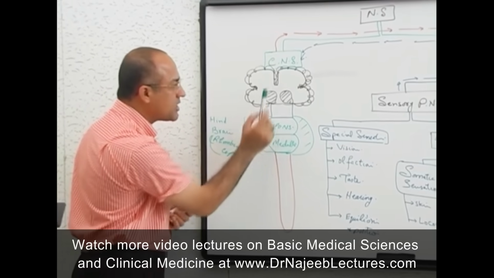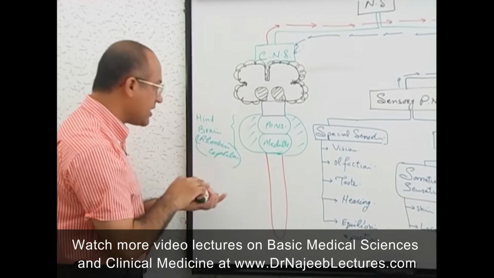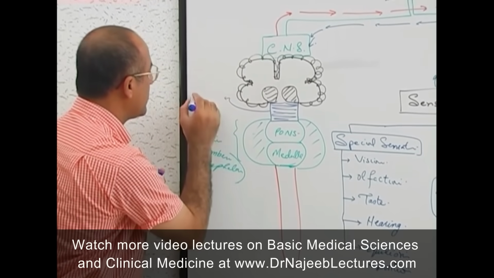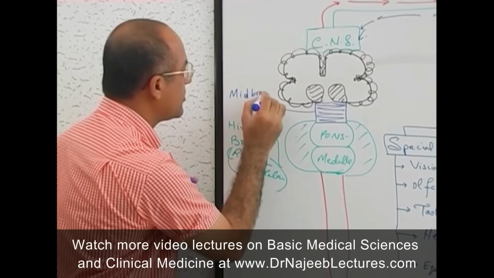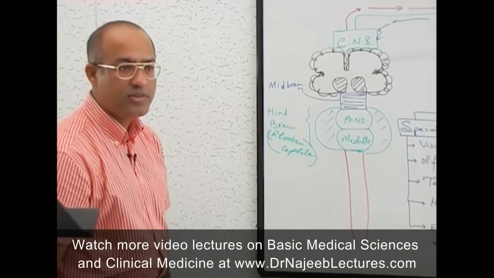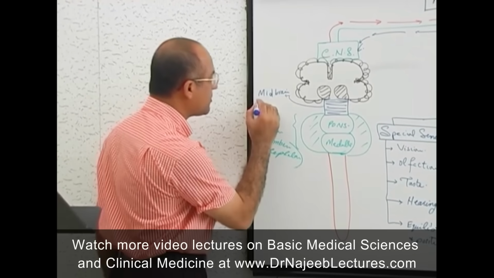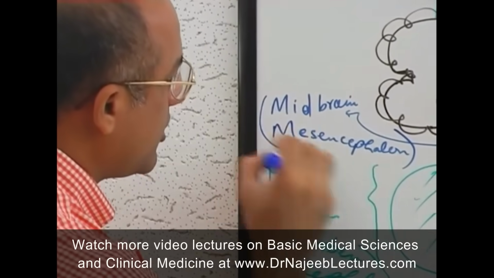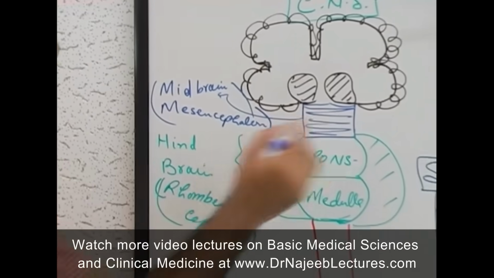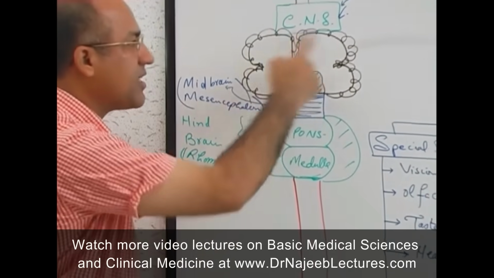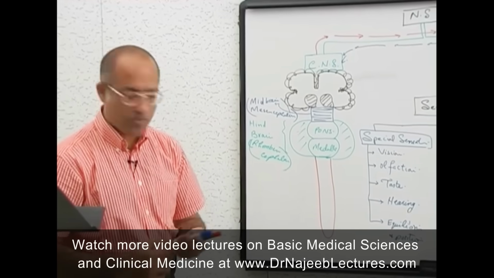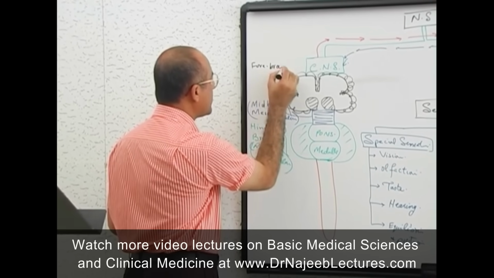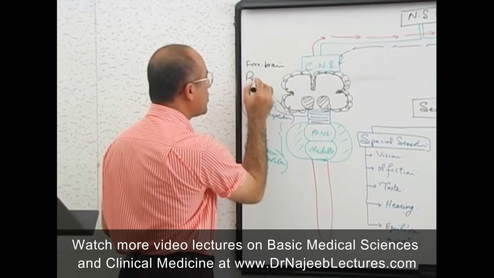Here is the forebrain. In between the hindbrain and forebrain, we have this structure, and this structure is called the midbrain. What is it called? Midbrain. The other name for the midbrain is mesencephalon. That's very good. So the brain has rhombencephalon and mesencephalon. After that, the top area is called the forebrain, and this forebrain is also called prosencephalon.